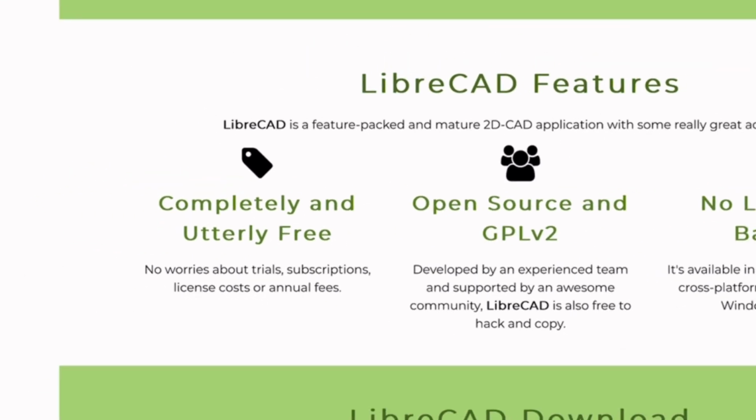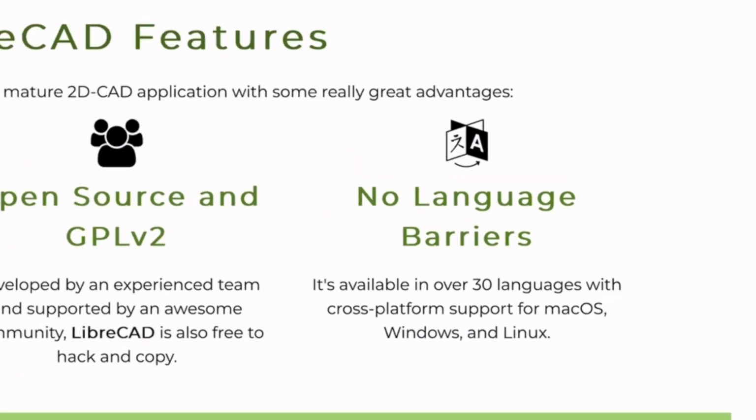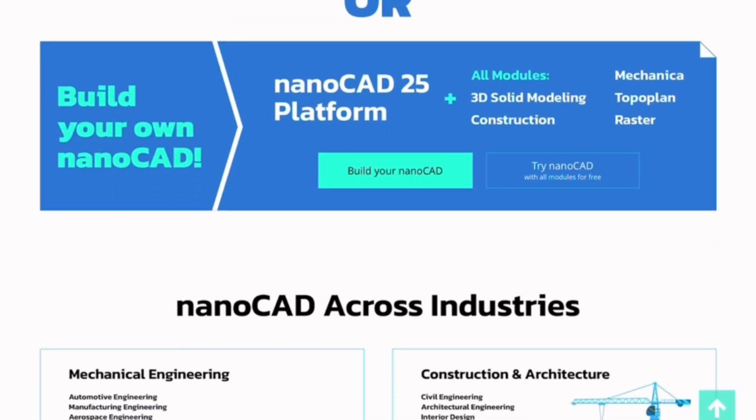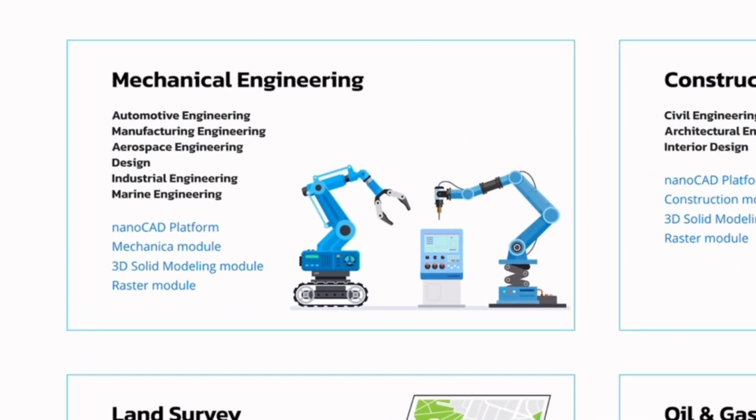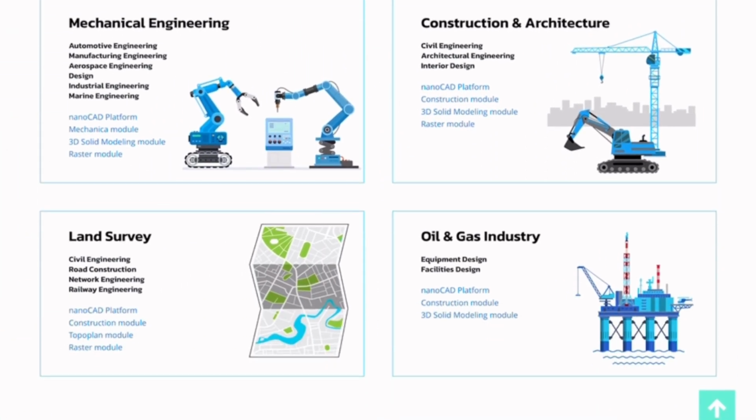LibreCAD Pros: open source, cross-platform, beginner-friendly. Cons: limited to 2D, fewer updates, no native 3D. NanoCAD Pros: powerful, free version, familiar UI for AutoCAD users, and DWG support. Cons: Windows only, and the full feature set requires a paid license.